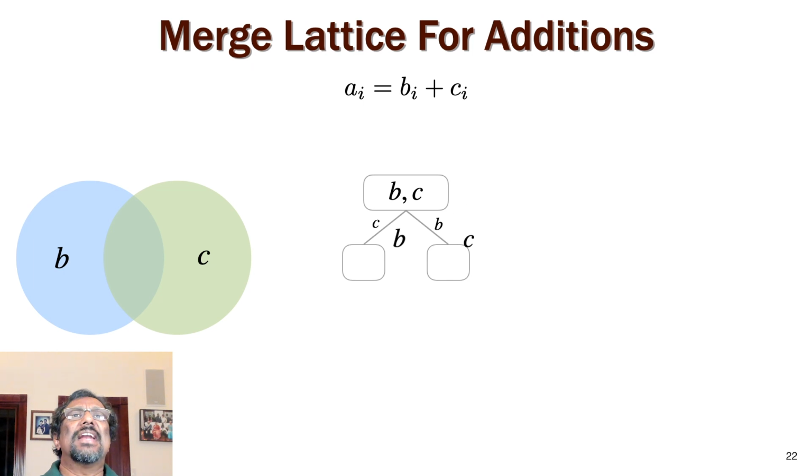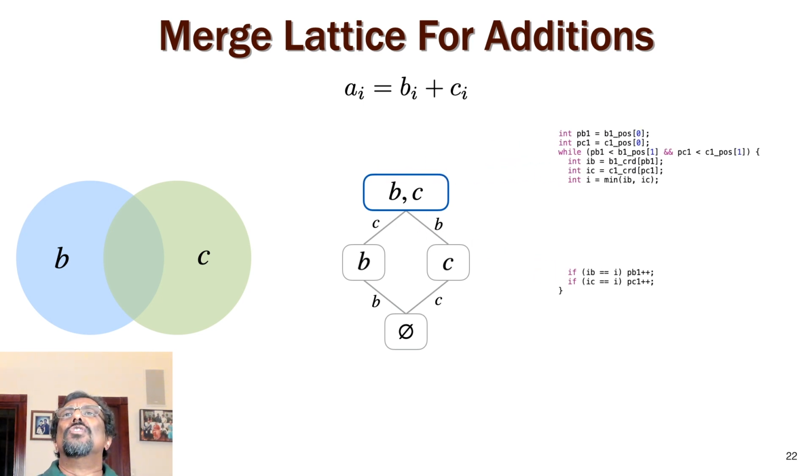So I can create a lattice like this. The top element says both B and C have values, and then only B has a value or only C has a value. And if both run out, then you're done. So now I can mechanically generate code here. Assume both B and C have values. I iterate until B and C both have values, and if either one runs out, I am done with this loop.